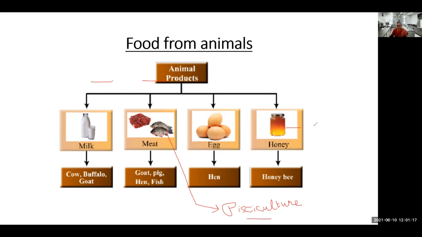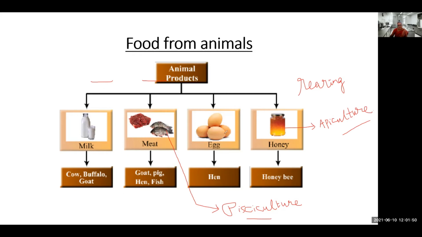In the same way, the rearing of honeybee. The word is called rearing; rearing means growing. So the rearing of honeybee is called apiculture. So the rearing of fish is called pisciculture, and the rearing of honeybee is called apiculture. So these are the things.